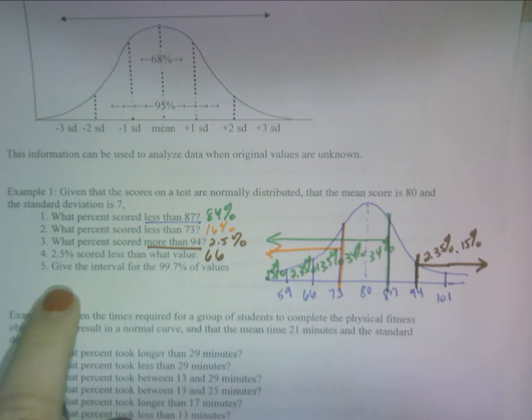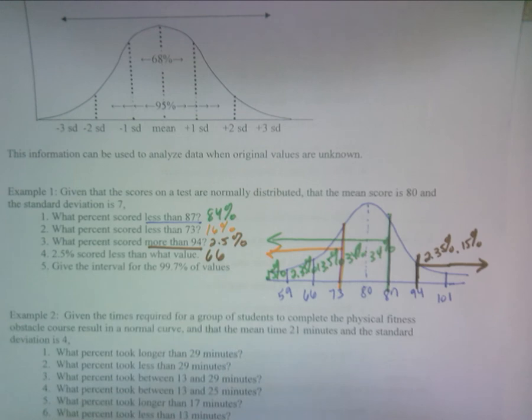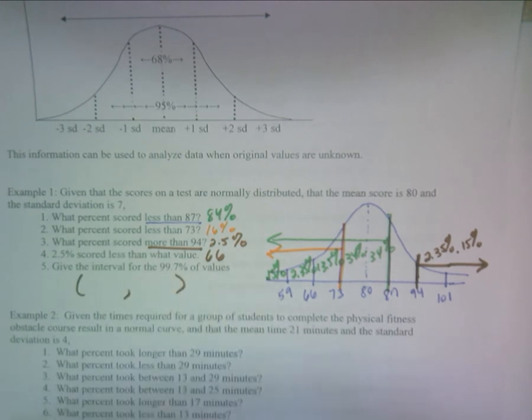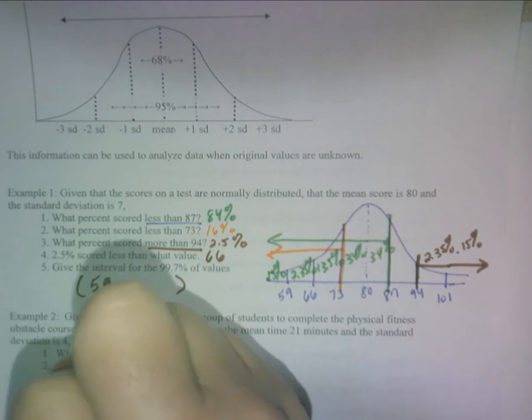All right, and then the last thing, give the interval for the 99.7%. The way you write an interval is parenthesis, comma, between what and what. 99.7 is the third to the third: 59 to 101.